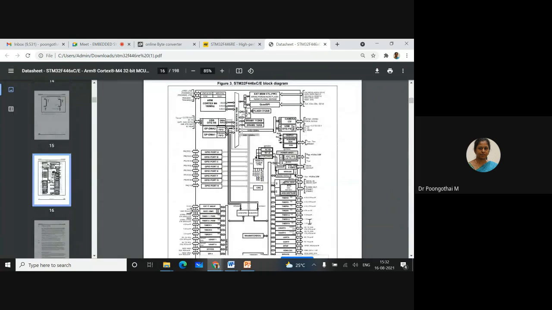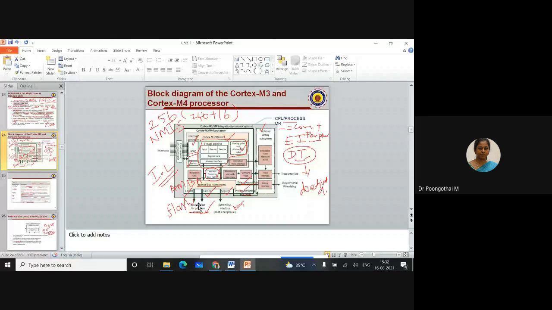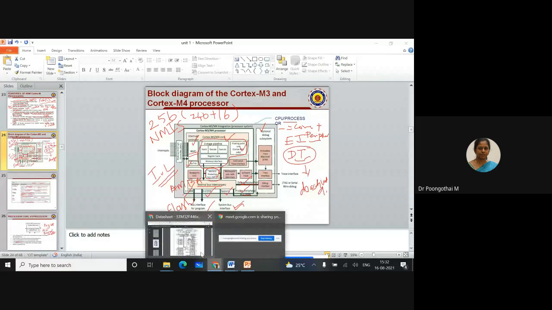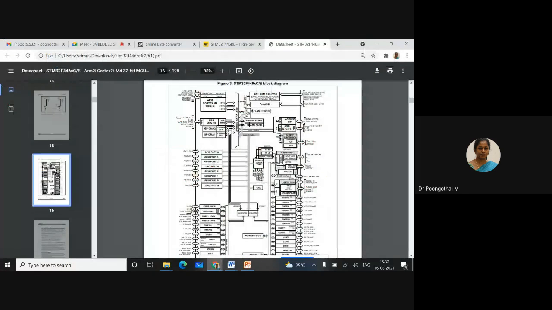So this is the functional block diagram of STM32F446RE. Look at this block diagram. The heart of the microcontroller is your CPU, which is nothing but ARM Cortex M4. This unit is taken from ARM, and the rest are all implemented by ST Microelectronics.